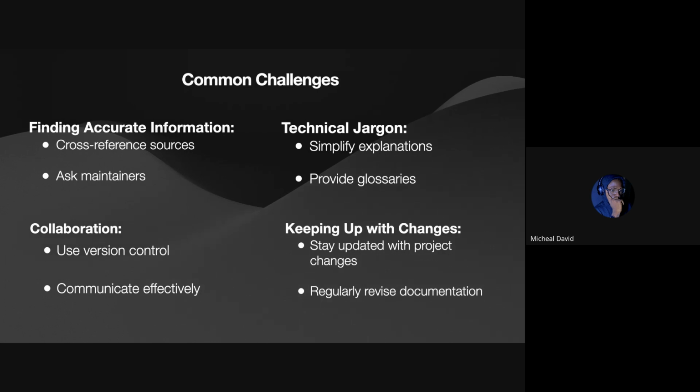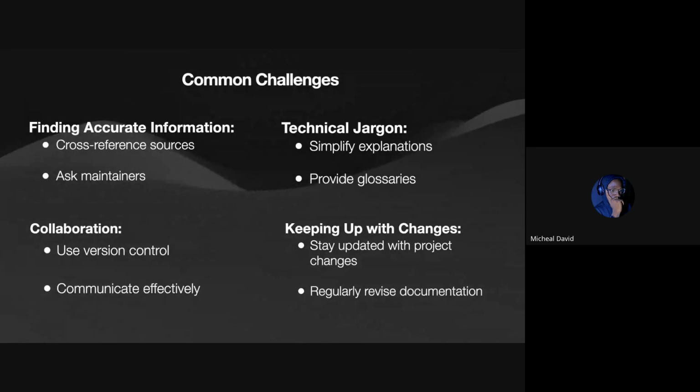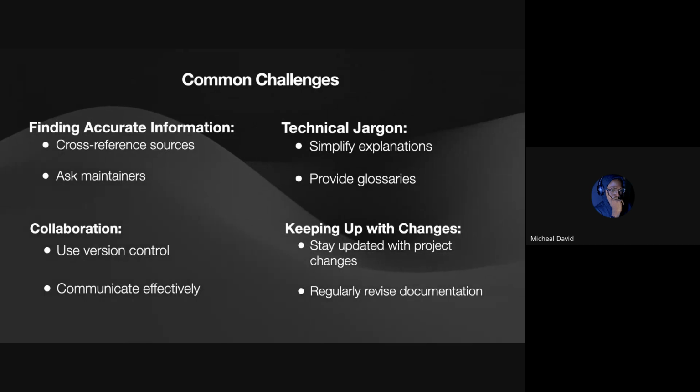Now, one of the challenges is finding accurate information, like the cross-reference sources and the rest of that. So if you want to solve that, one of the things you do is look for cross-reference sources, or rather still ask the maintainers. Ask the maintainers, okay, how would you like us to represent this thing in order to provide something that is accurate enough, right? So talk to the maintainers and it will go a long way for you.